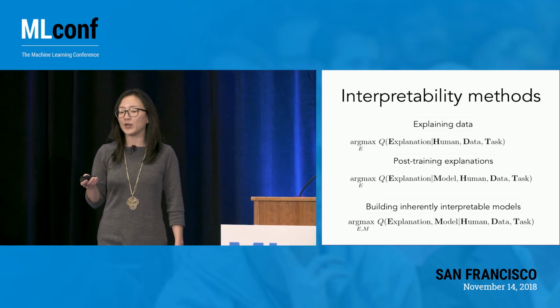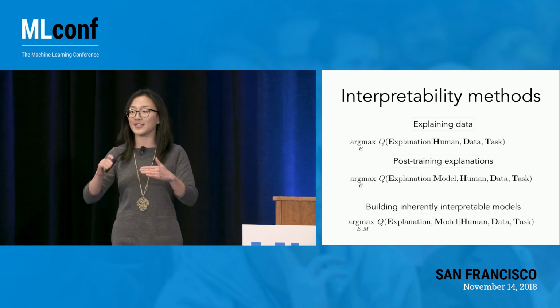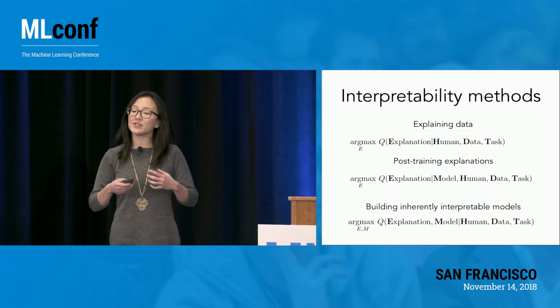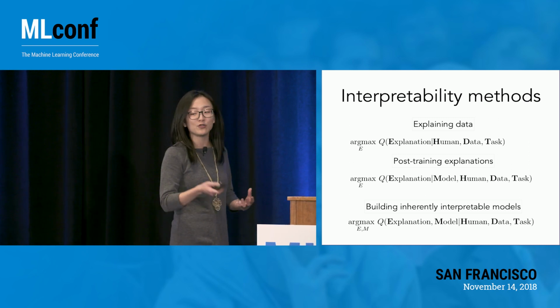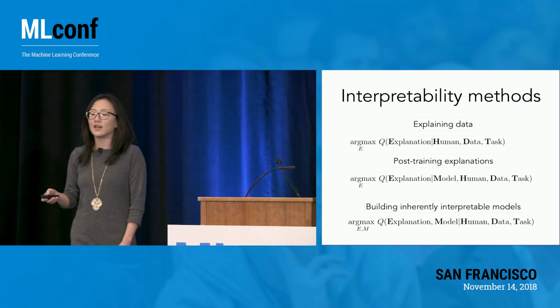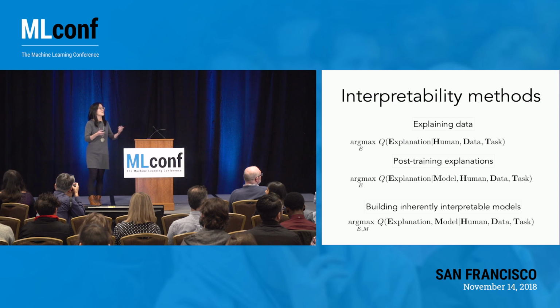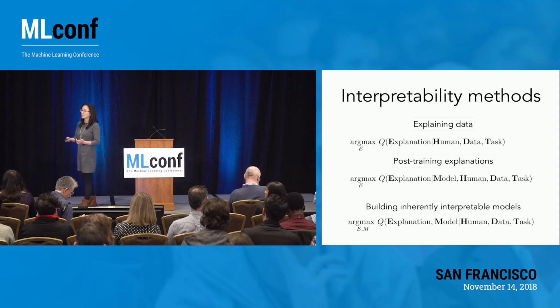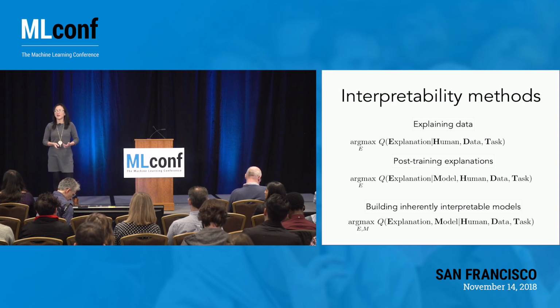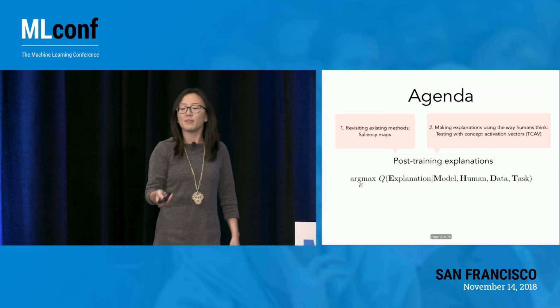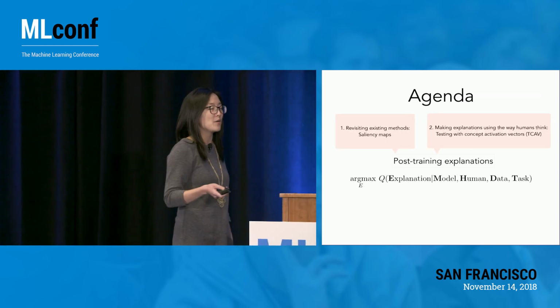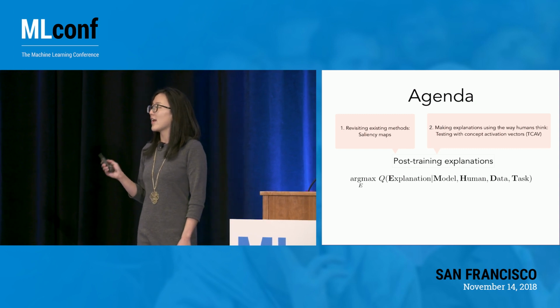So given this equation, we can think about breaking down interpretability methods in multiple ways. First, you might just be interested in explaining the data, so you don't have a model, like the first equation. If you have a model that is fixed and you can't change it or retrain it, then you might be interested in post-training explanation. But sometimes you can relearn the model and jointly train the explanation and the model at the same time, in other words, building an inherently interpretable model. These are all important areas, but today I'm going to focus on one type of interpretability method, post-training explanation.